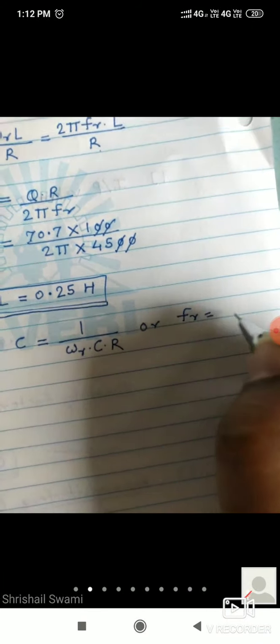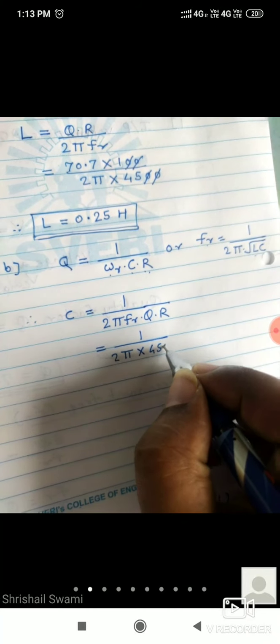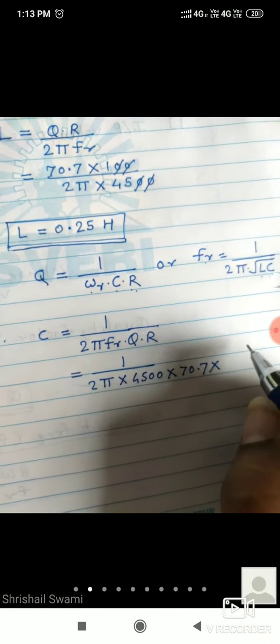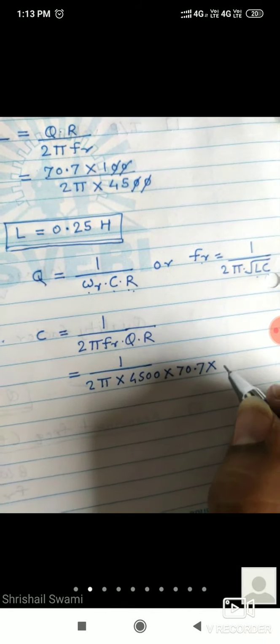Find out any value. Suppose you are using this one, then C is equal to 1 upon 2 pi FR into Q into R. So that is 1 upon 2 pi. FR is 4500. Quality factor is 70.7 into R is 100. So find out the capacitor value. C is equal to how much?